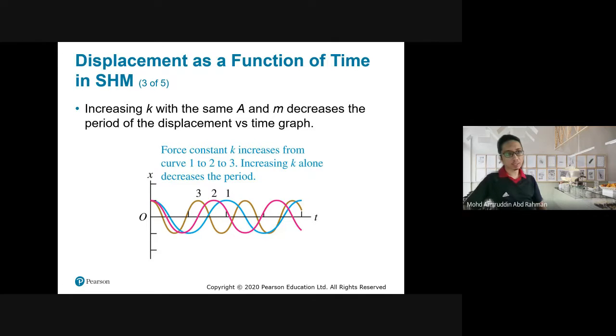So when we increase k with the same A and m, we need the force that we apply. If we move, let's say, the pendulum, so this is the pendulum, or like the spring, this one.